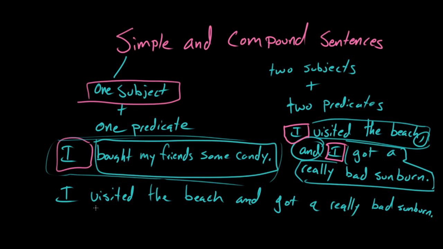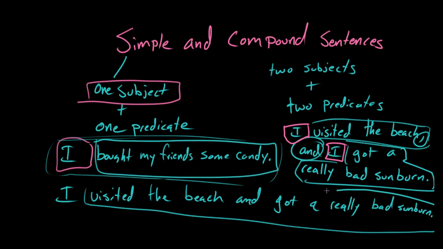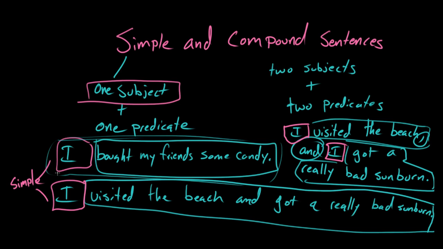Because this looks like what you would call a compound predicate. Right. Since there's only one subject in this sentence, there's only I, and it's only said once. You don't have I visited the beach and I got a really bad sunburn. That whole thing, visited the beach and got a really bad sunburn, you're right, it is a compound predicate. But what you're saying is I couldn't divide this up into two sentences unless I put in another subject. Right. You can say I visited the beach, and that can be a sentence on its own. But you can't say and got a really bad sunburn as its own sentence.